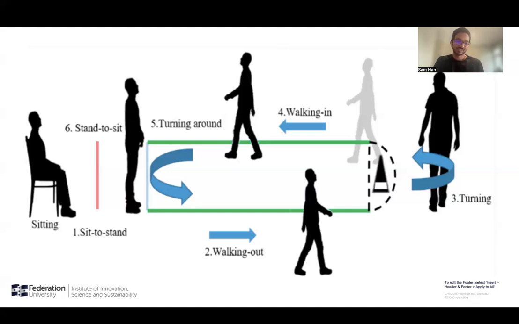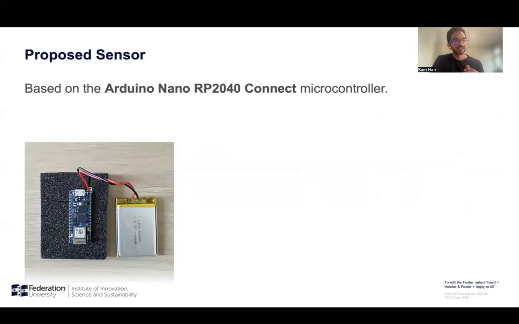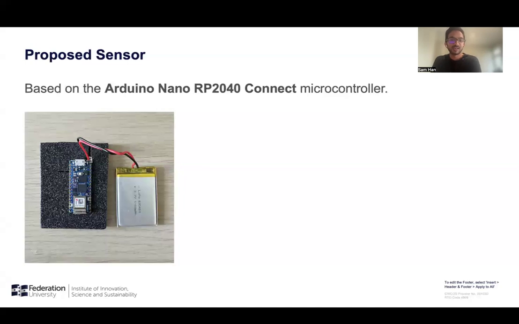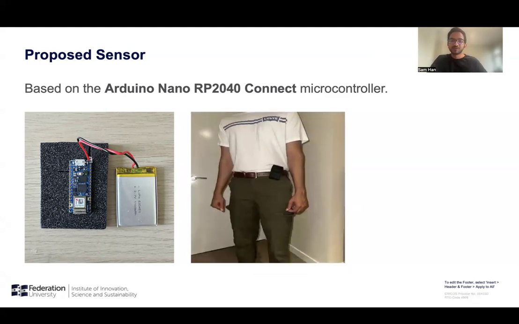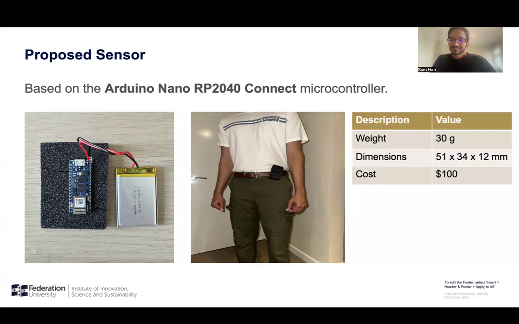With more data, we can of course improve the sensor module's accuracy, but currently I'll show you what's happening in it. It's based on the RP2040 Connect microcontroller. It's a robust and small sensor module. You don't have bulky equipment to wear. It is very cost effective, and you can wear it in a pouch like this on your belt, and the weight is just 30 grams.